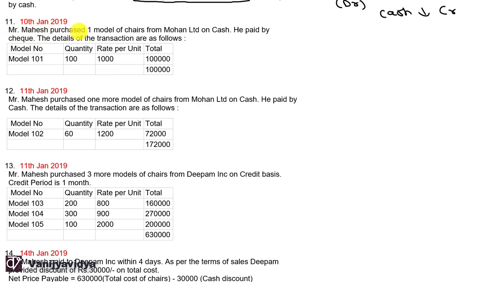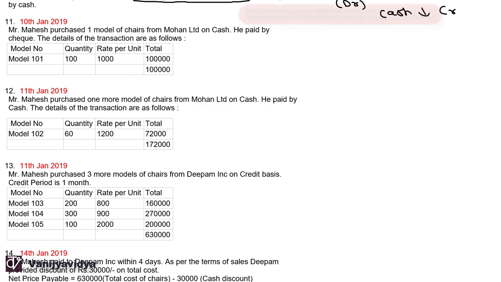Mr. Mahesh purchased one model of chairs from Mohan Limited on cash. He paid by check. The details of transactions are as follows. So we have model number, quantity, rate per unit and total. So model number is 101. He has purchased 100 quantities at the rate of 1000 per chair. So total amount is 1 lakh.